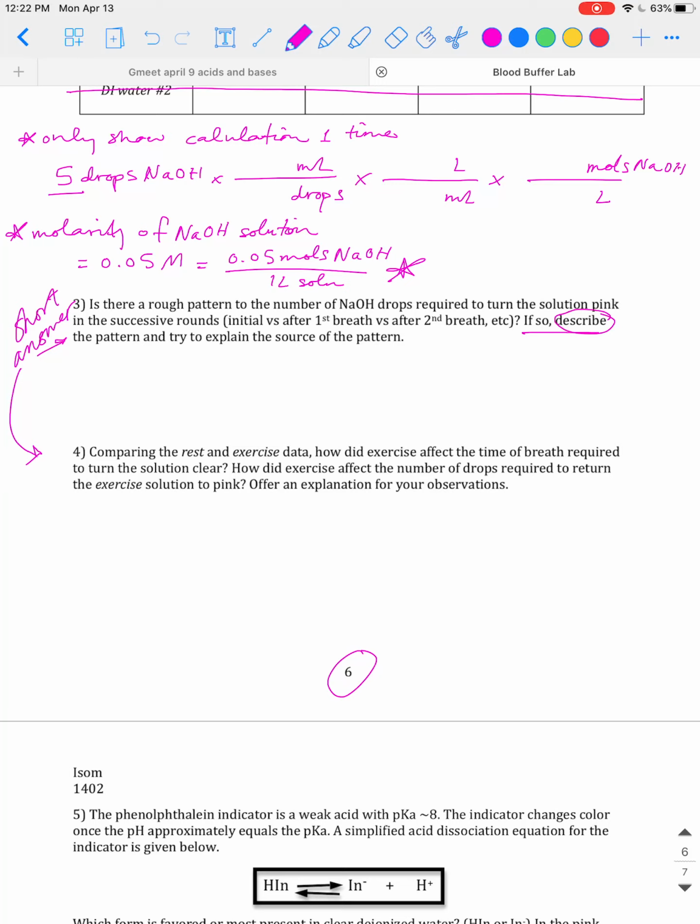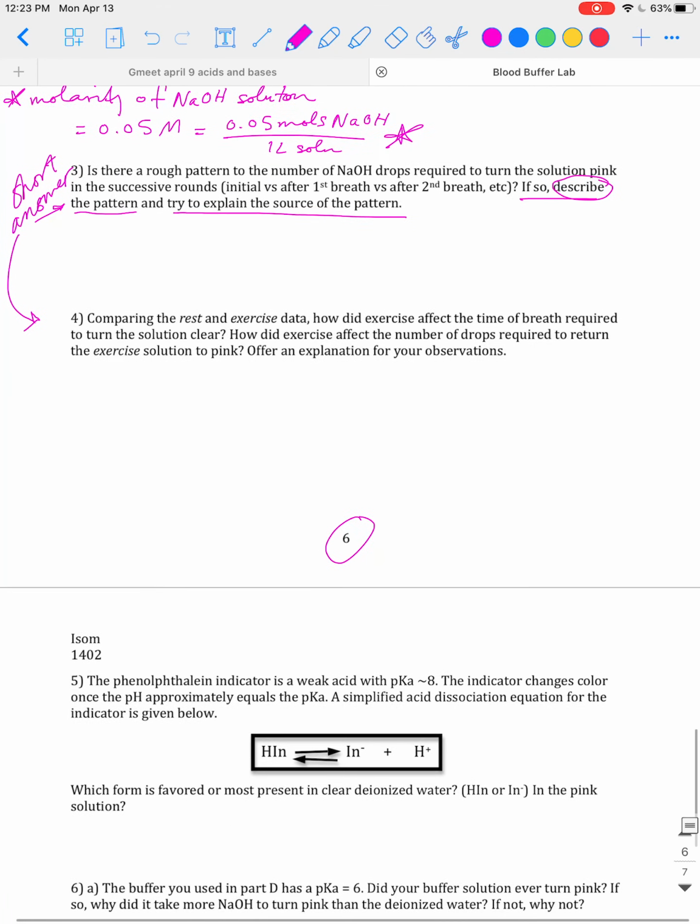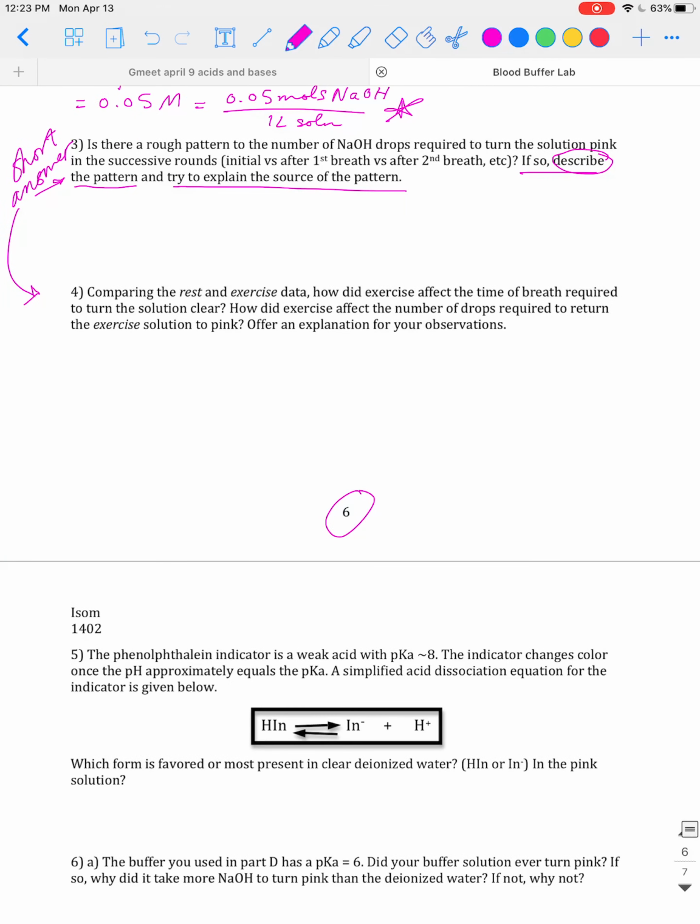But if there is, here's the important part. Describe what the pattern is and try to explain the source of the pattern. Okay, if we find that it's decreasing the number of drops of NaOH necessary, why? If we find that the number of drops of NaOH needed each time after we breathe into the flask is increasing, why do you think it's increasing? Okay, make sure you explain that.